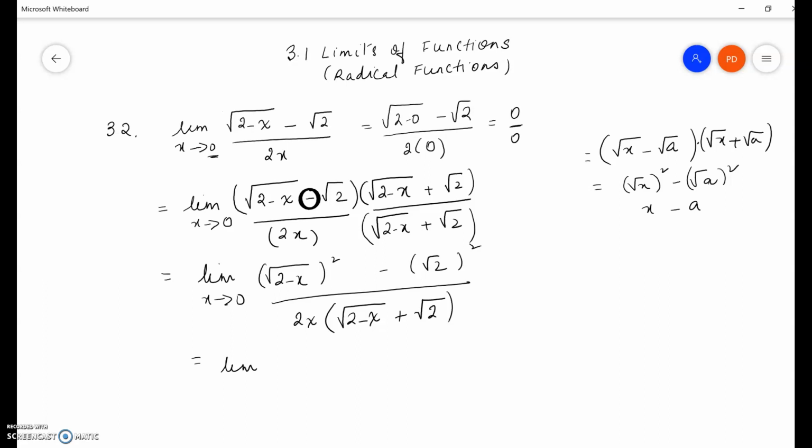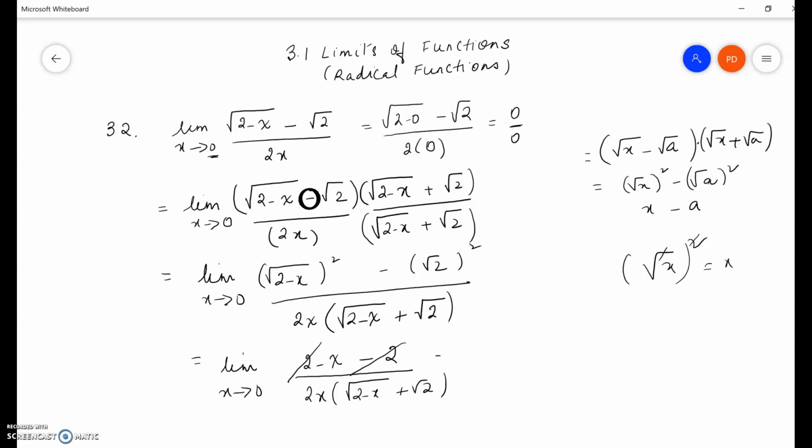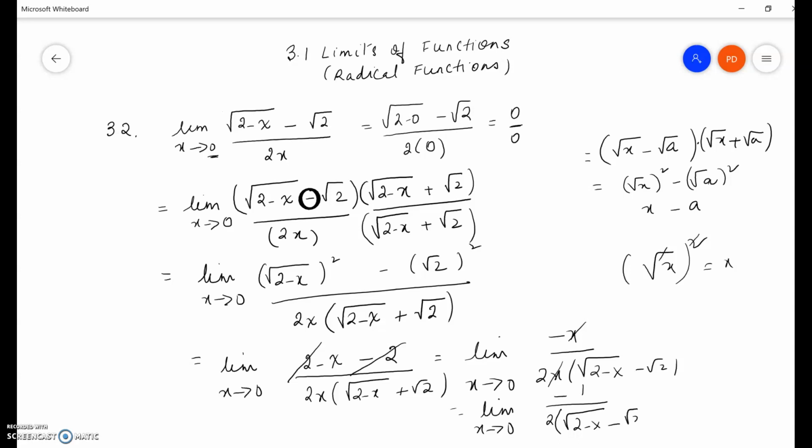So this is equal to the limit as x approaches 0 of 2 minus x minus 2. Remember, radical the whole squared. These two get cancelled, and whatever is left in there is what we have, divided by 2x times radical 2 minus x plus radical 2. Now the 2 cancels with the 2 because it's the plus and minus. So we have the limit as x approaches 0 of negative x over 2x times radical 2 minus x minus radical 2. The x's get cancelled. So we have the limit as x approaches 0 of negative 1 over 2 times radical 2 minus x minus radical 2.